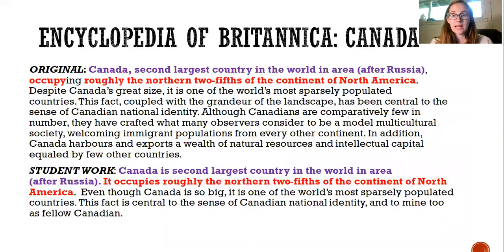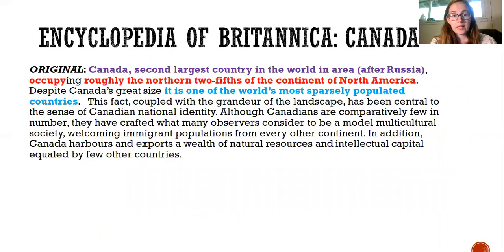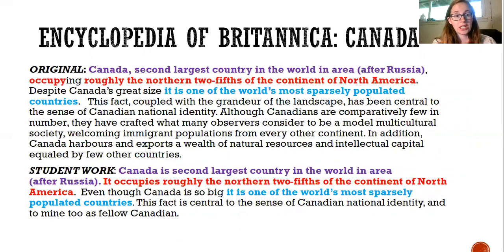Here we can see the second sentence. He slightly changed it, but all those red words are the same, the exact same words. Here, again, he changed the beginning of the sentence from despite Canada's great size to even though Canada is so big. The rest of the words of the sentence are identical. They're the exact words.